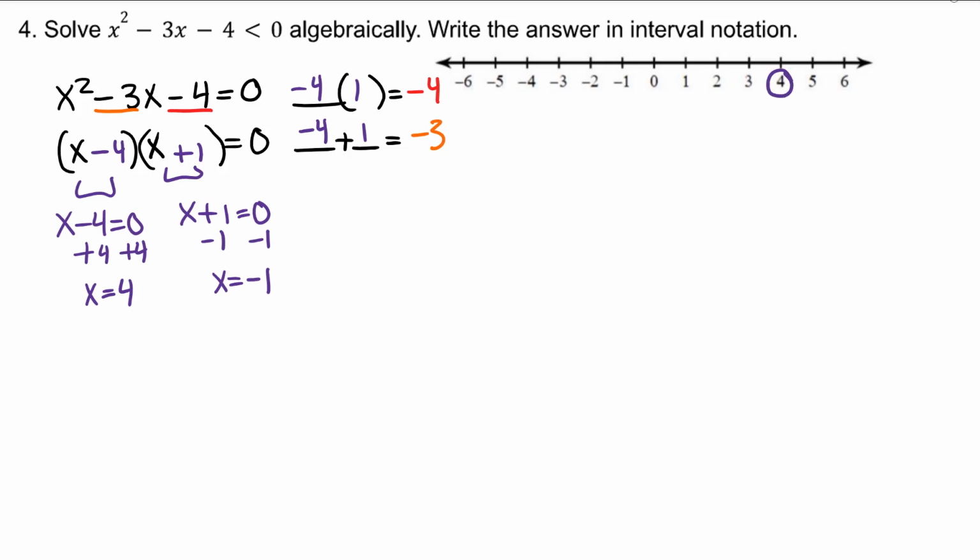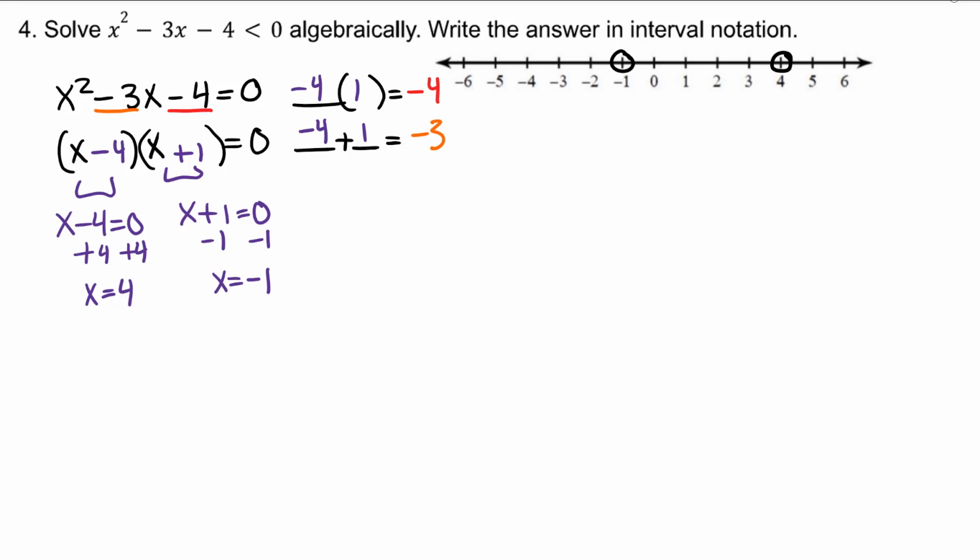4 and -1. My options could have solutions to the left of -1 and to the right of 4, or my answer could be solutions between the two. So we're going to check each interval. First of all, I know that -1 and 4 are not included because this inequality symbol does not have the or equal to below. Now we'll check our intervals.